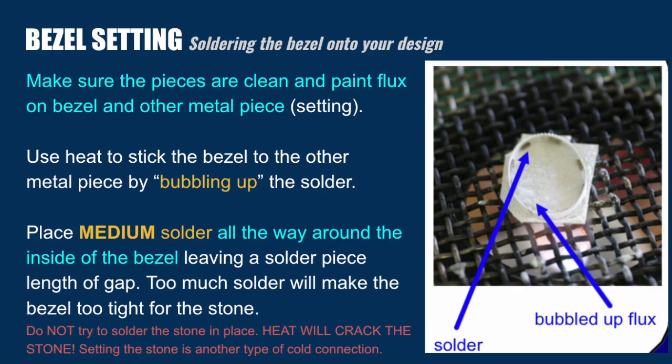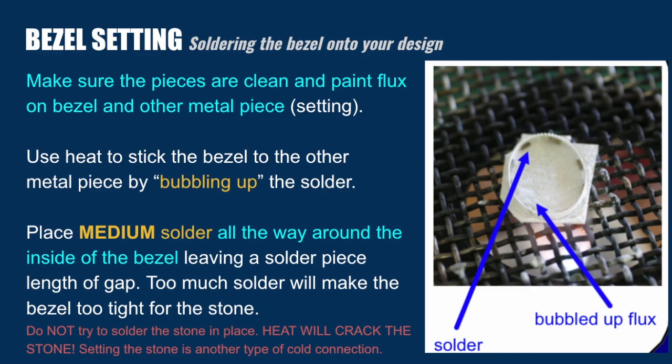To solder the bezel down, flux both pieces. Then place the bezel on the piece and heat with a feathery flame until the flux bubbles up and the pieces don't move. Then take the solder with the tweezers and place the solder inside the bezel. You'll only need about 6 or 8 pieces of solder for that. Dry the flux again and heat the piece from underneath until the solder melts. We put the solder inside the bezel so there's less solder cleanup later.